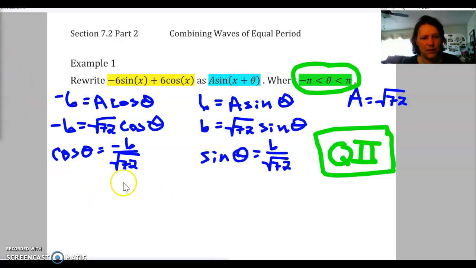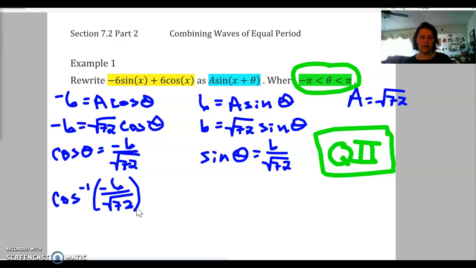All right, so let's go back. So let's go with our cosine, and cosine of theta equals negative 6 over the square root of 72. Find the arc cosine. Obviously, you're going to want to use your calculator for that. So when I put that into my calculator, I get theta is equal to 2.356.